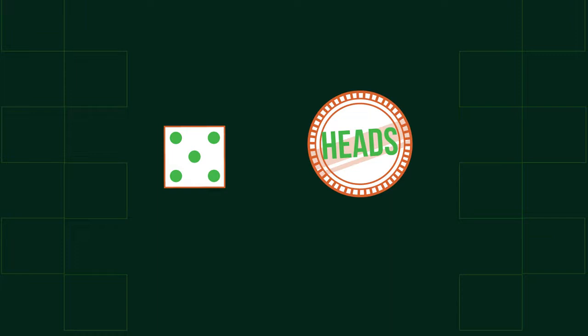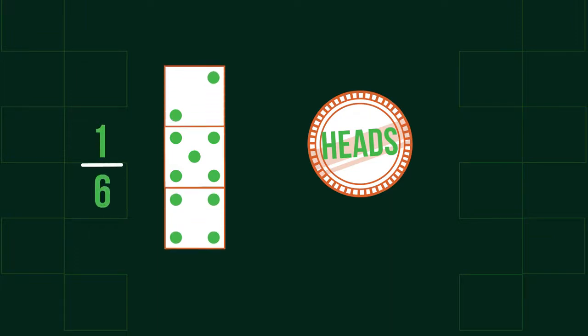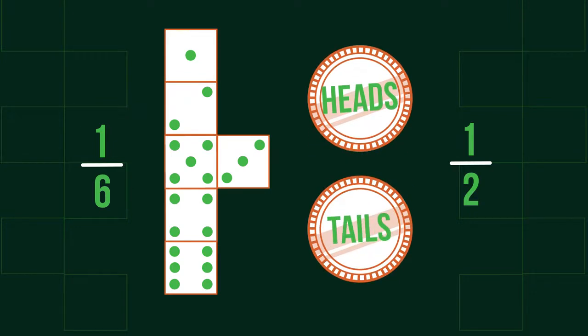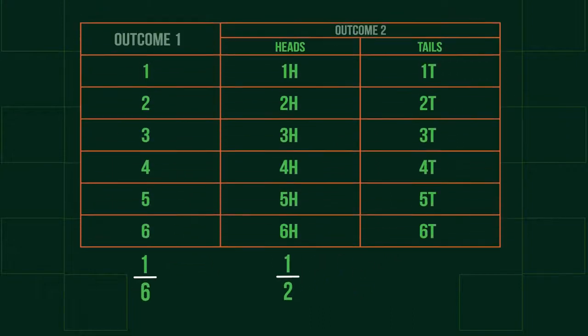The probability of rolling a 5 is 1 out of 6, because there are 6 possible outcomes on a dice. The probability of flipping heads on a coin is 1 out of 2, because there are 2 possible outcomes, heads and tails. When we compare these possible outcomes in a sample space, we can see that overall there are 12 combination outcomes. One of these outcomes is the outcome we wanted, a 5 and a head. Therefore, the probability of rolling a 5 and flipping heads is 1 out of 12.